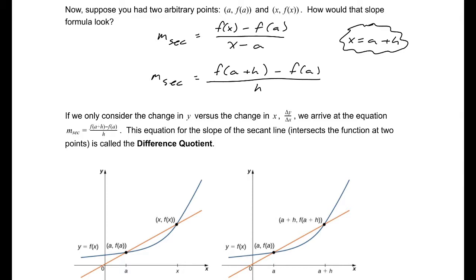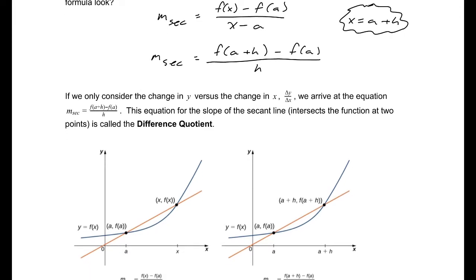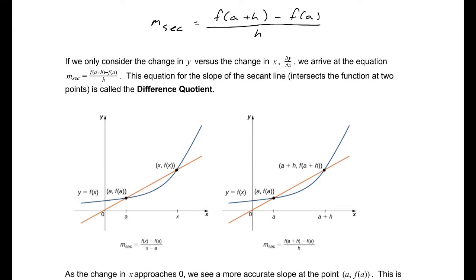Now these two equations, as I said, can be used interchangeably, and there are good times to use each one. The second one is called the difference quotient: f(a plus h) minus f(a) over h. All right, so there are the graphs that we want to get that idea from, and then let's continue on.